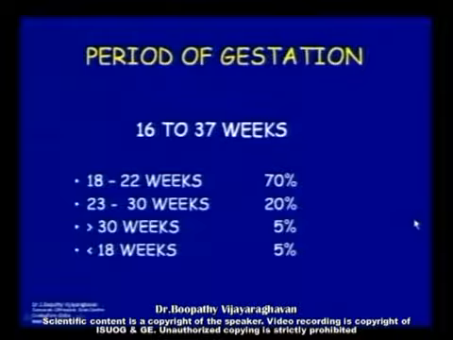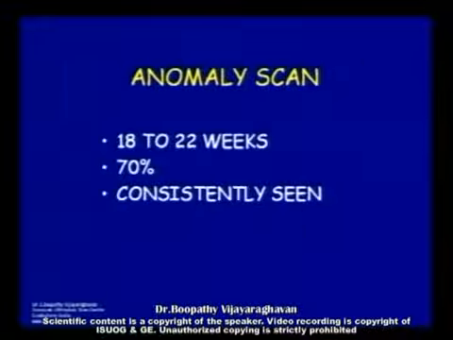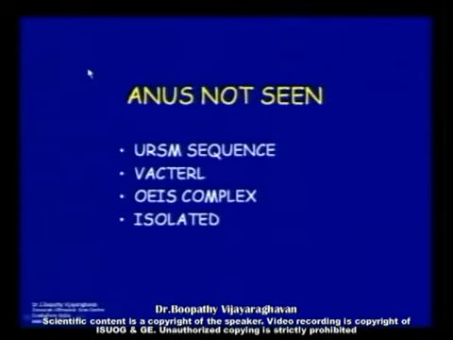What is your inference? Now, period of gestation. When can we see the anus? From 16 to 37 weeks. That is not important. What happens is we do the anomaly scan between 18 to 22 weeks, which forms the bulk of the scans we do, about 70% of scans. And in that 70% of scans, it is almost always seen. That is very important. So when the anus is not seen, what is the inference?